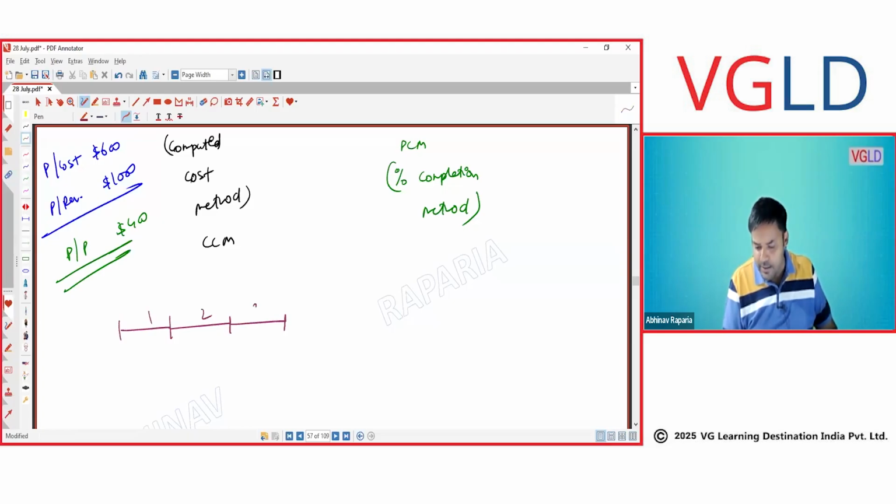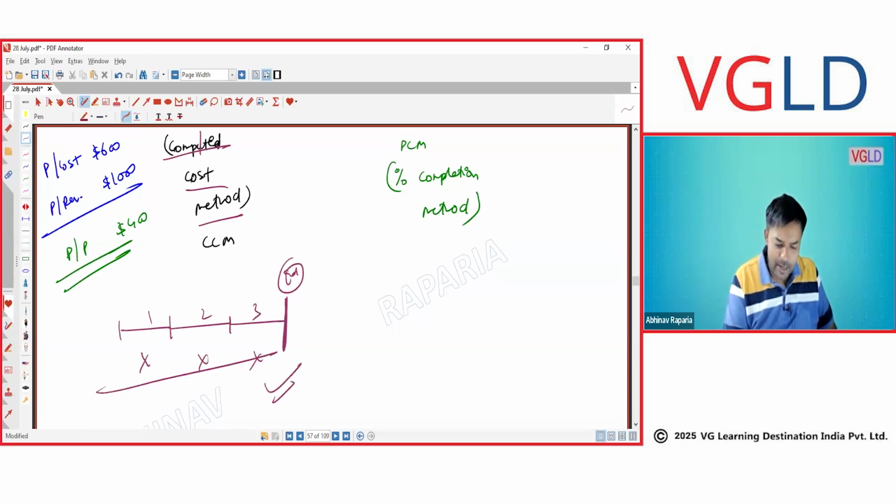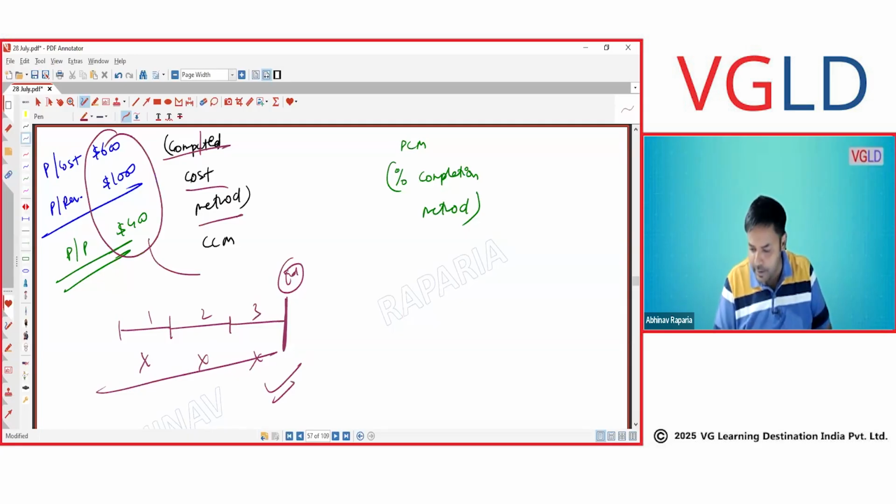In this case, with the completed cost method, we are not going to book anything in the first 3 years. We are going to book this at the end of the period. When the project is finished, that's where the entire 600, 1,000, everything, we are going to book at the end of the period. Is my point clear, guys?